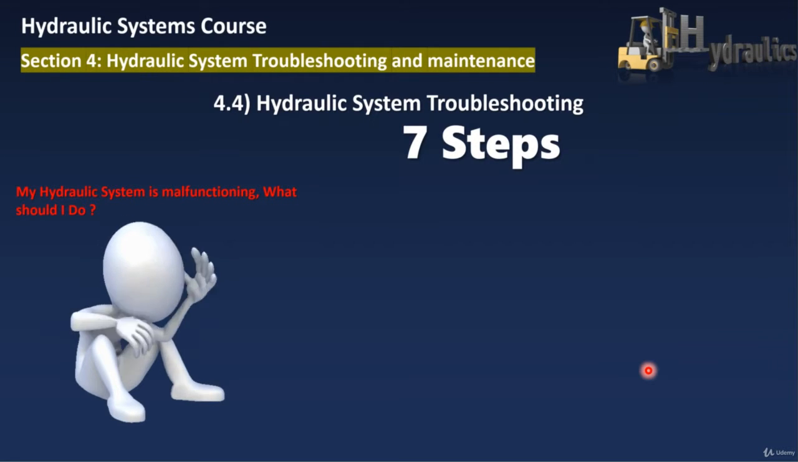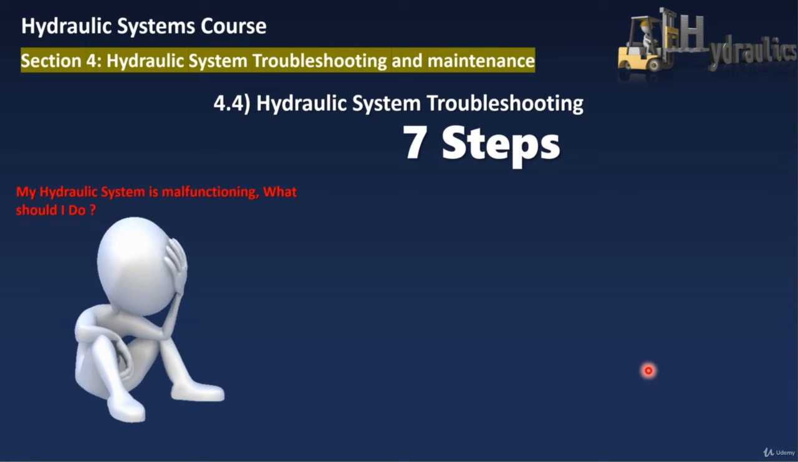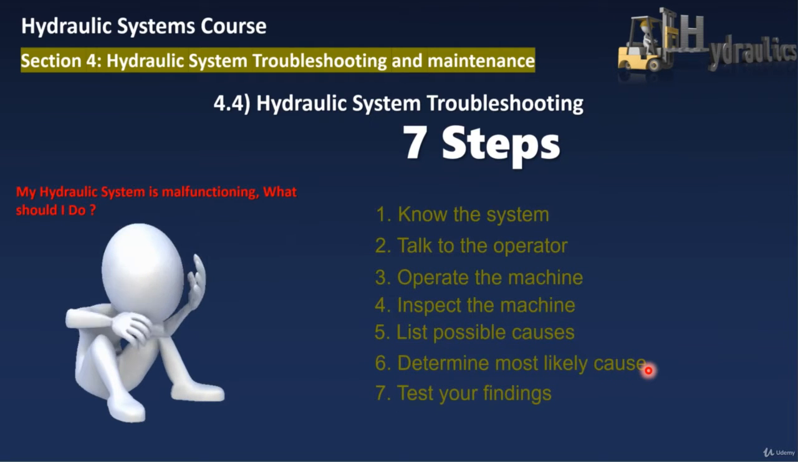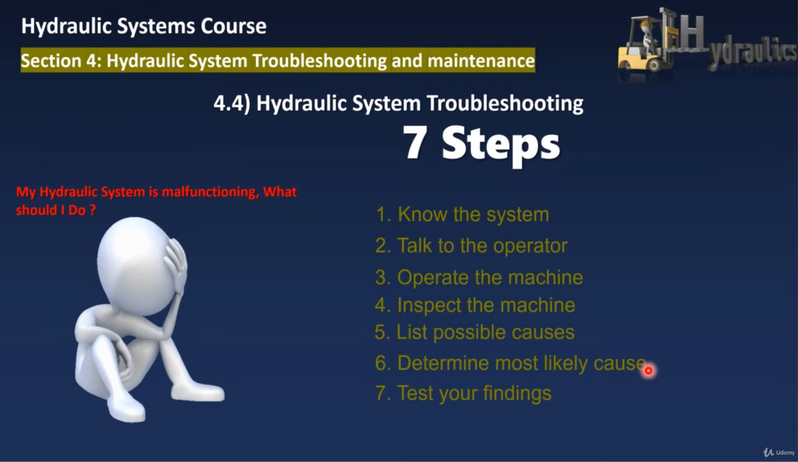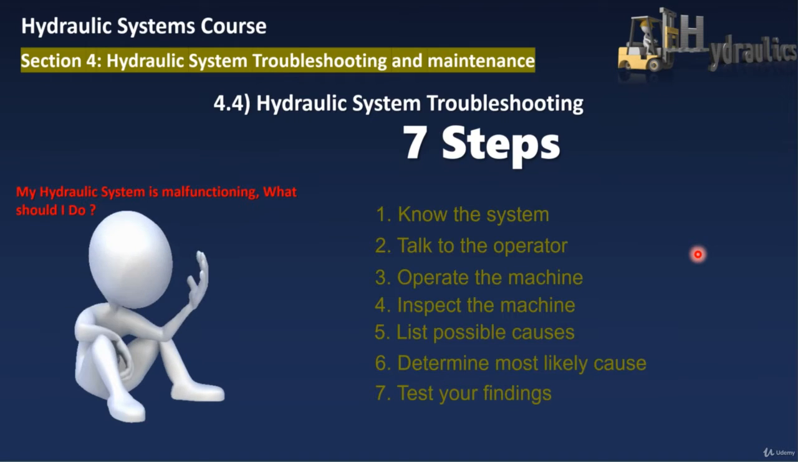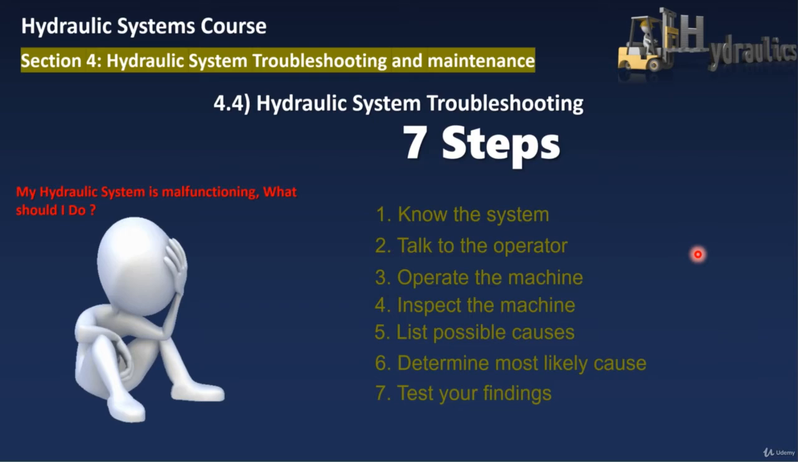Sometimes during operations, you find that your hydraulic system is not giving the desired output function you are expecting to receive, and hence you need to diagnose what and where the problems are. Following these basic steps will help you in this regard. First, know the system, talk to the operator, operate the machine, inspect the machine, list possible causes, determine the most likely cause, and test your findings. By following these steps, you will be able to identify where the problem is and repair it.